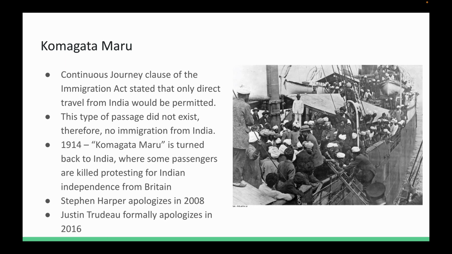And when it did return, some of those passengers on that ship were killed, because the passengers on that ship were fleeing India because they were protesting Indian independence from Britain. And back in 2008, we have Stephen Harper apologizing for this. And then there was another formal apology that took place in 2016 from Prime Minister Justin Trudeau.